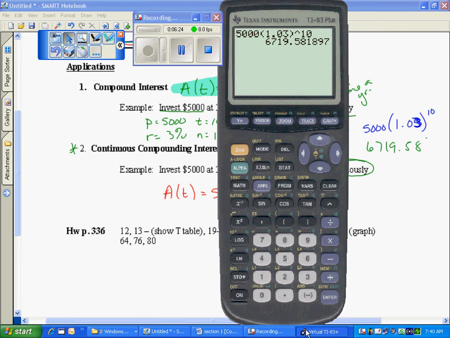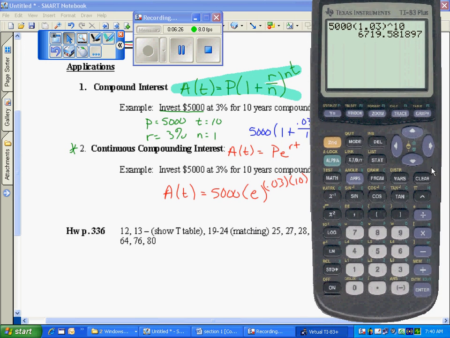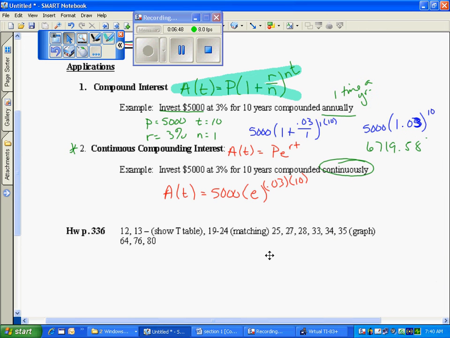So I plug in 5,000, parentheses, e, which I go and get e, which is second ln, and it's to the 0.03 times 10. And then I'm going to close my parentheses, and notice it gets me more money, 6,749.29. Not a lot more, but enough. Think if you had $100,000 in there. So you can see that you will need a graphing calculator.